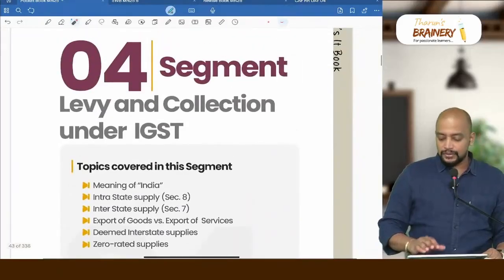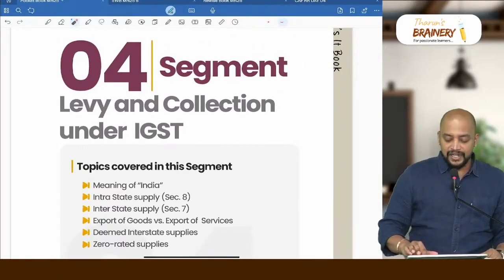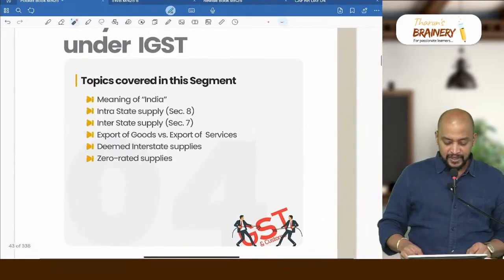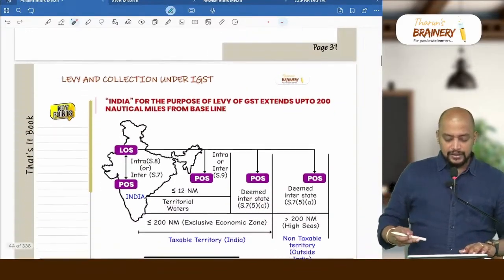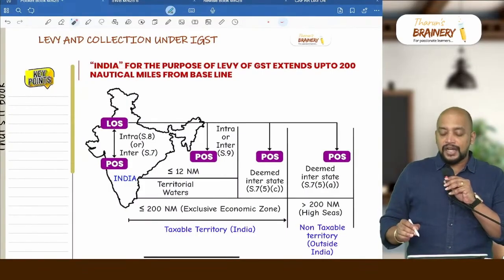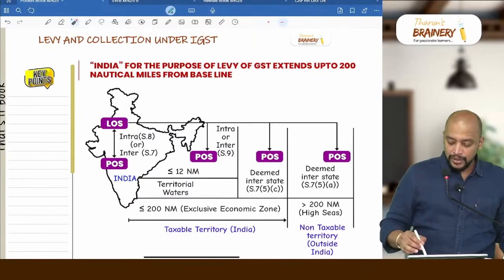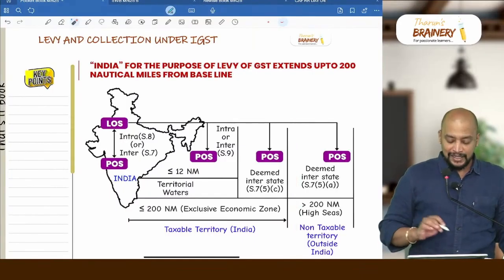So look into segment 4, levy and collection under IGST. In this, first we need to understand what is the meaning of India. The meaning of India for the purpose of GST is up to 200 nautical miles from baseline.